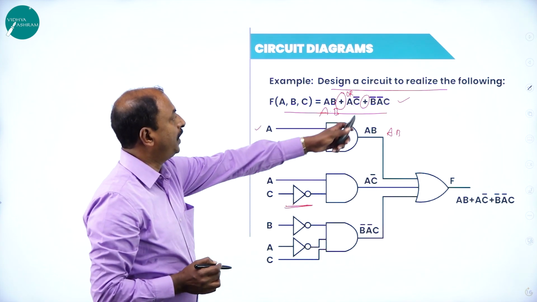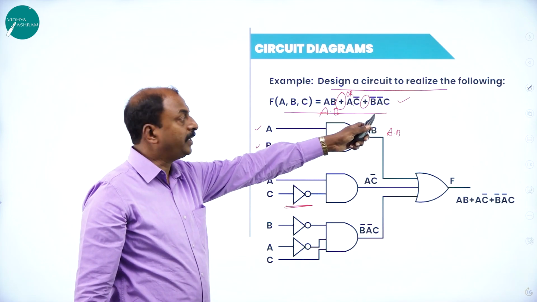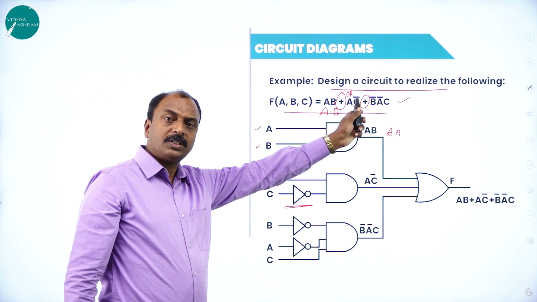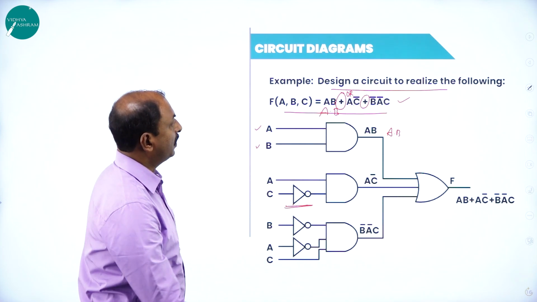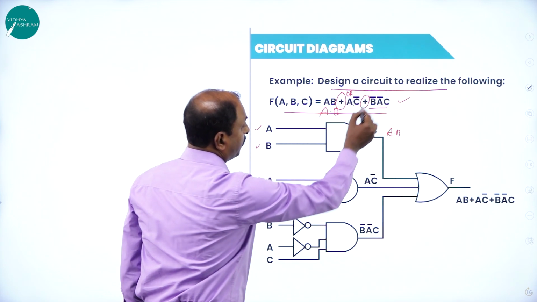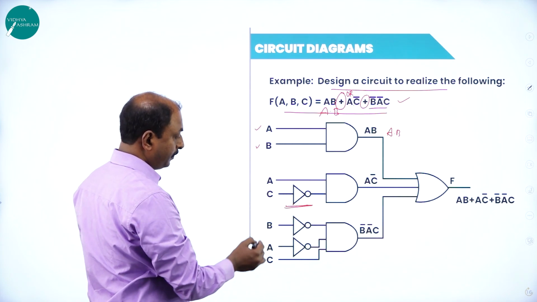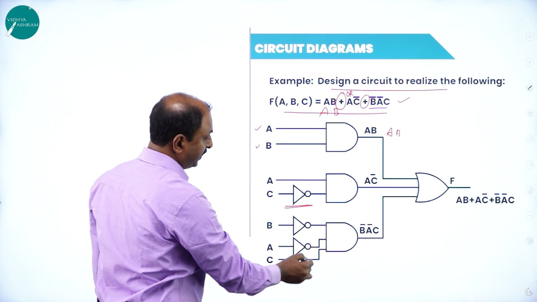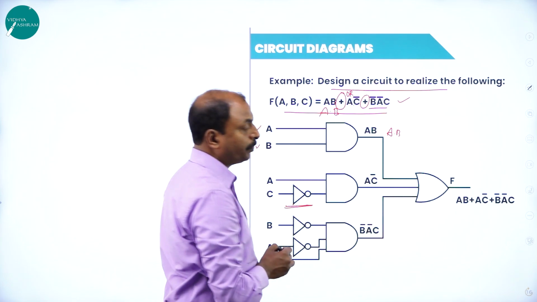And again B naught, A naught, C means B naught dot A naught dot C. So dot stands for AND gate, and in between we have AND gate. So this is a 3 input AND gate. Accordingly, this stands for B naught, A naught, and C, and this would be the output of this.